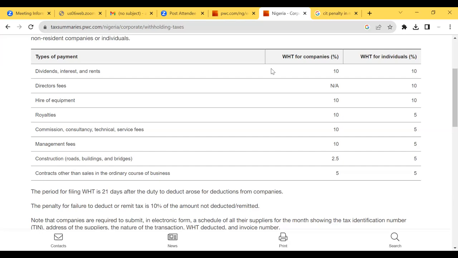So let's say it's a business. Even if it's a business or an individual, it's a contract other than sales in the ordinary course of business, so I'll charge 5%, right? That means from my 100,000, they'll deduct 5% and remit on my behalf to government. So they are removing 5,000. 100,000 minus 5,000 is 95,000. Then plus the VAT of 7.5%. So they'll now pay me 97,000 plus.